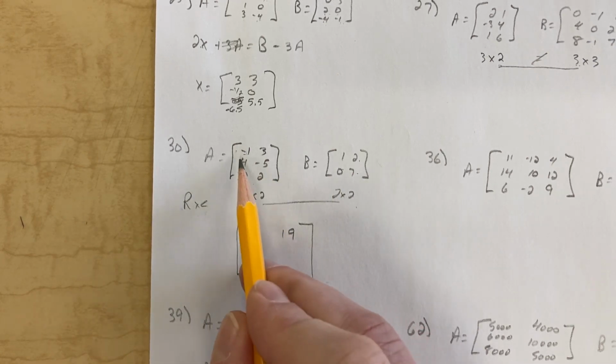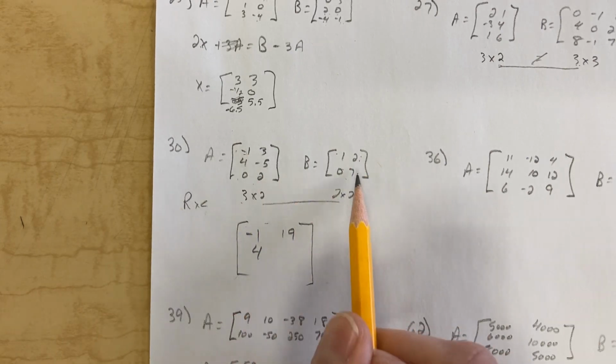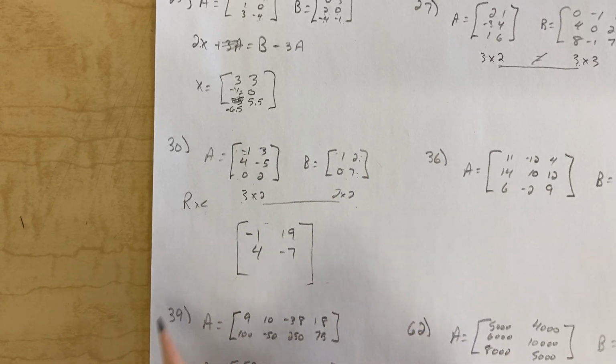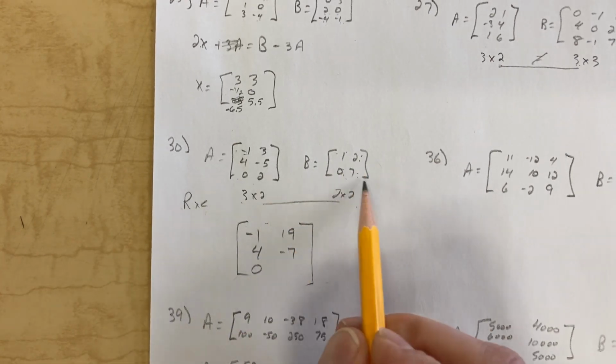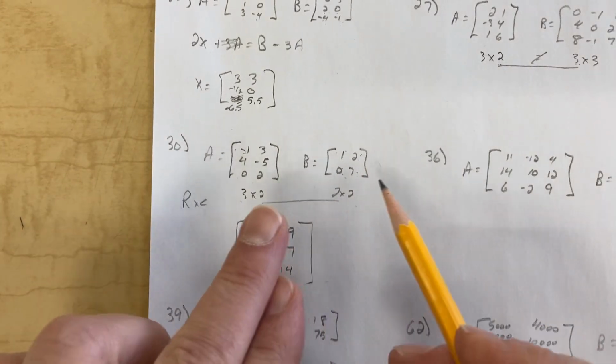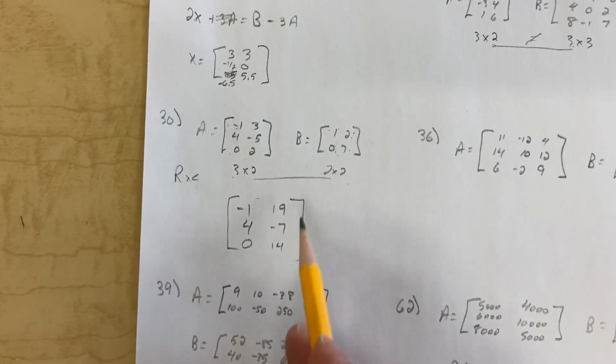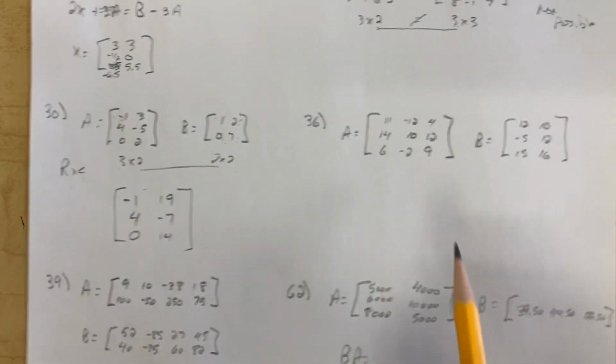Go to your next row. 4 and 0 is 4. 8 minus 15 is -7. 0 and 0 give us 0. 0 and 14 gives us 14. So you're multiplying row by column elements and then add together what you have. And the good news is we're going to be doing that on a calculator most of the time.